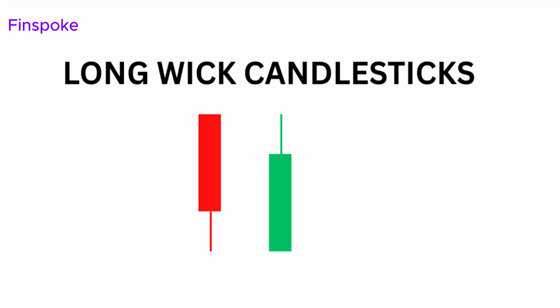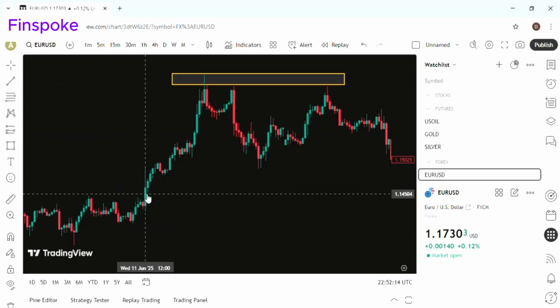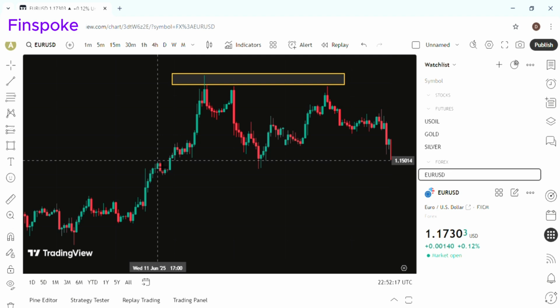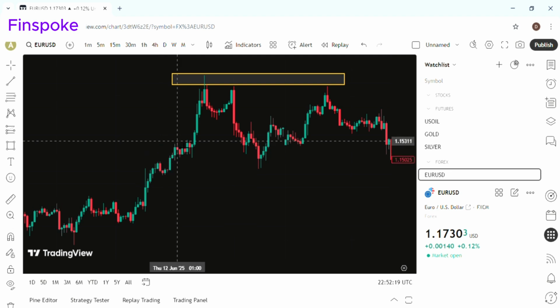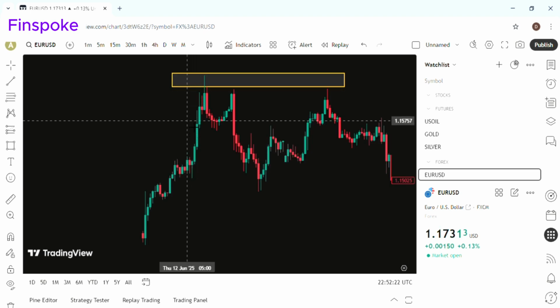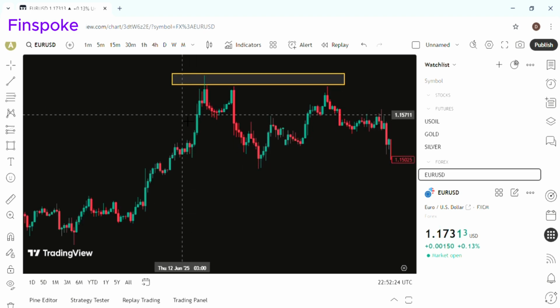Next, long wick candlestick. Wicks carry a lot of information and need to be paid attention to. Looking at this trade, you see that it is an uptrend. Broke structure here, moved up, broke structure here, kept moving, broke structure here, kept moving. So it is actually trending up.